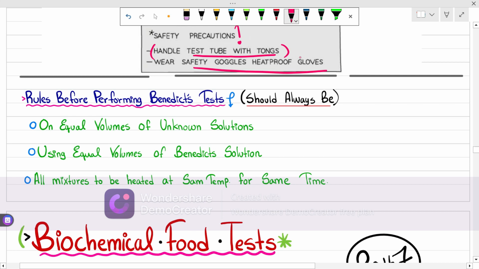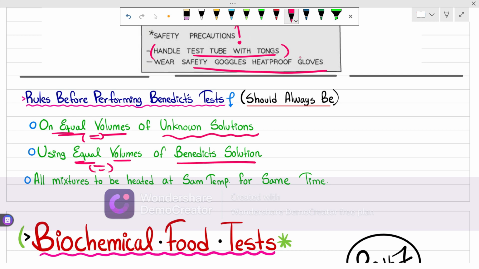Rules before performing a Benedict's test. It should always be performed on equal volumes of unknown solutions. So let's say you have 2 unknown solutions, or for example you want to compare the sugar solution of A with sugar solution of B. Both should be on equal volumes of solution, and it should also be on equal volumes of Benedict's solution. So we have, for example, 2 test tubes. We're testing reducing sugar in 2 test tubes. The solution volume should be the same. So if it's 5 centimeter here, it should be 5 centimeter here.